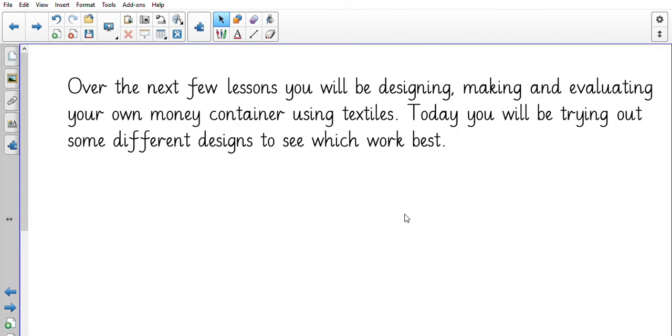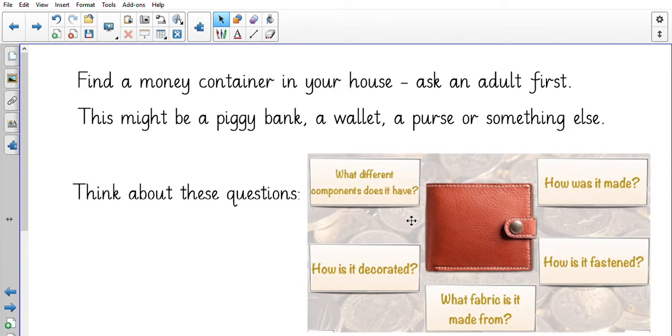So over the next few lessons, you will be designing, making and evaluating your own money container using textiles. Today, you will be trying out some different designs to see which work best. So what I would like you to do is find a money container in your house. You must ask an adult first. Could be a piggy bank, a wallet, a purse or something else. And then I want you to have a think about these questions.